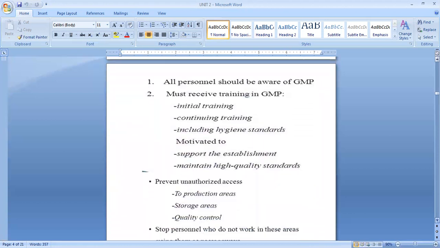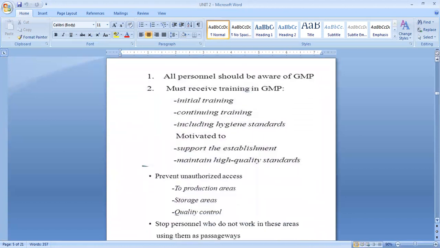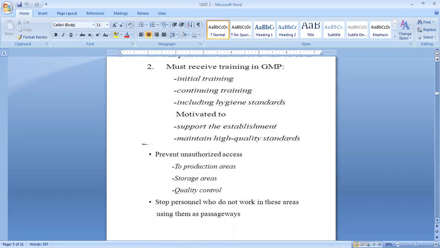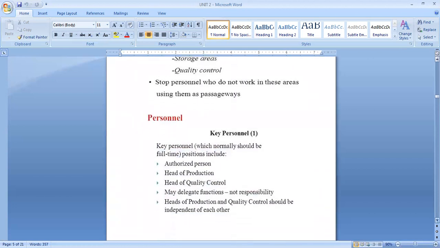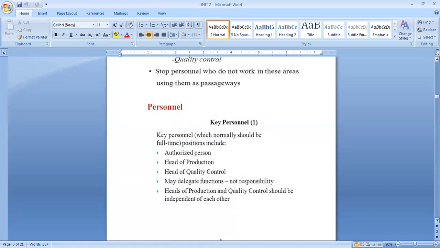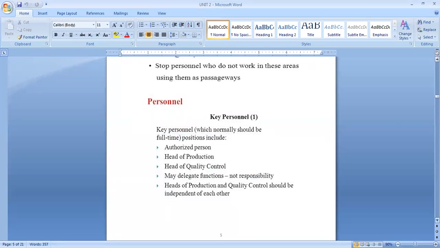All persons should be aware of GMP, must receive training in GMP, initial training, continuing training, including hygiene standard, motivated to support the establishment and maintain high quality standard, prevent unauthorized access to production areas, storage areas, quality control, stop personnel who do not work in these areas from using them as passageway.